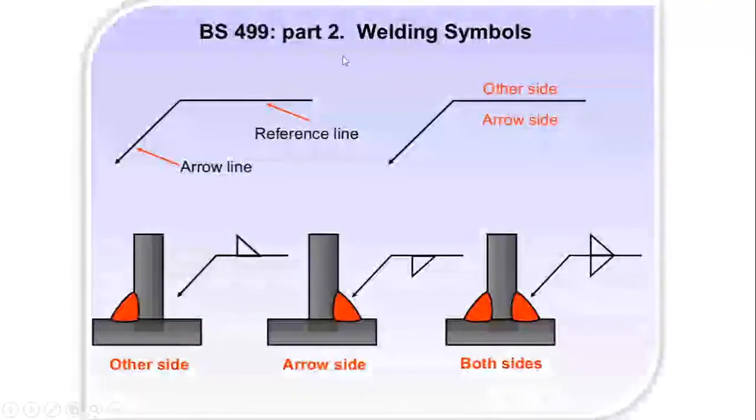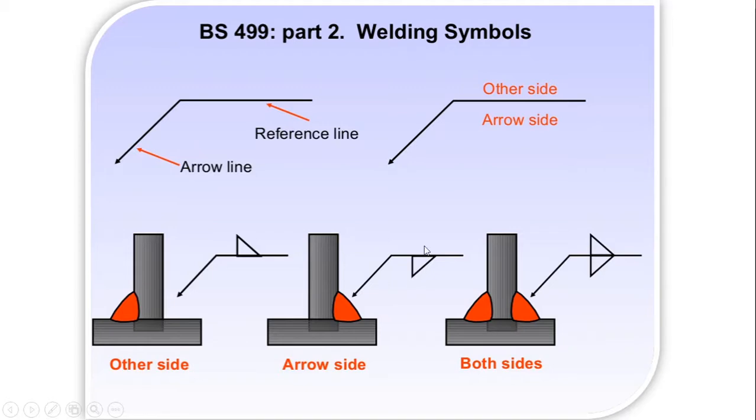This is the weld symbol. This is the arrow line, this is the reference line, this is the other side, and this is the arrow side. The weld symbol is located on top of the reference line. A symbol located on top of the reference line indicates the other side of the arrow. This is the arrow side, this is the other side of the arrow.